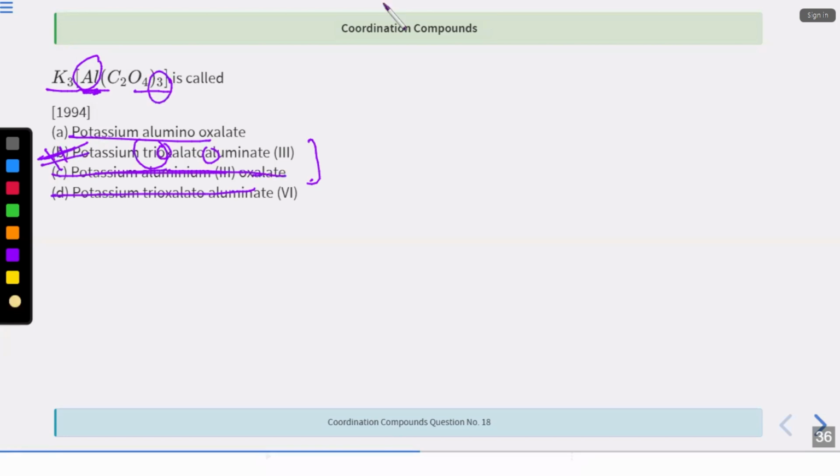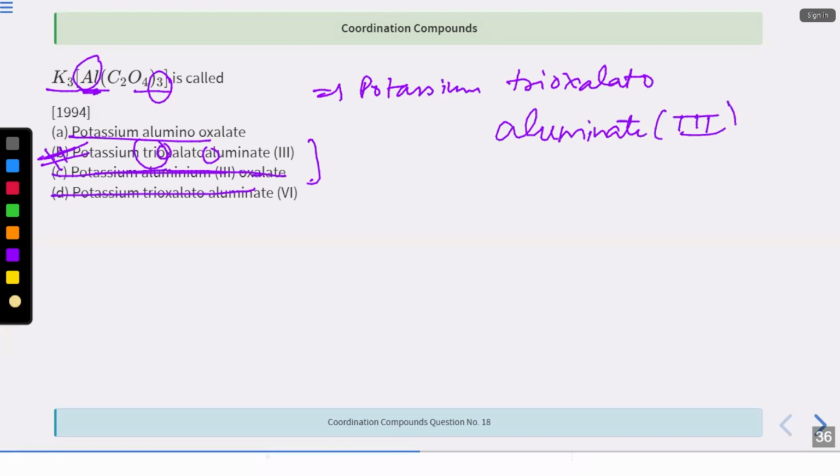So option number B is the correct option, which is potassium trioxalatoaluminate. Okay, please don't see this O and A because it is the central atom and this is the ligand. We don't see alphabetical order in this case. And why tri? Because there are three oxalates, so we will write tri. So option number B is the right option.